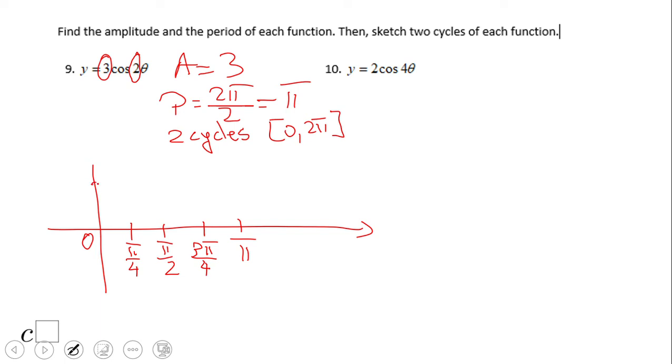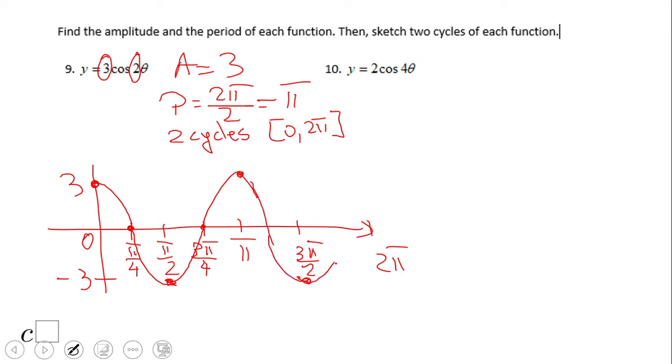Remember, the first one is a max, then the next one is a 0, a mean, 0, and back to a max. The max is 3, and the mean is -3. These are the 5 points you can always use for drawing a cosine function. Then you can repeat the pattern one more time if you need, and the graph should look something like this. Now you have two cycles.